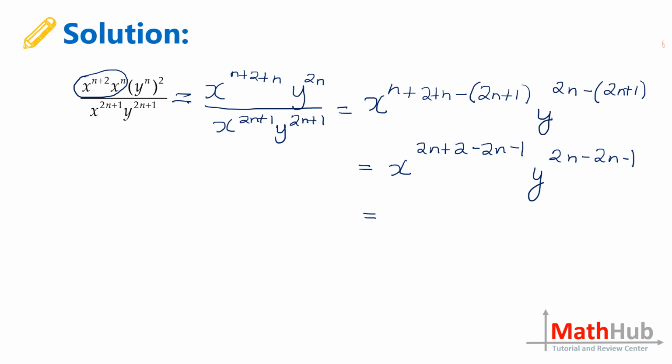So we get x, right? The exponent will just be 1, and then for y, the exponent will be negative 1, which is the same as x times 1 over y, which is x over y. There you go.